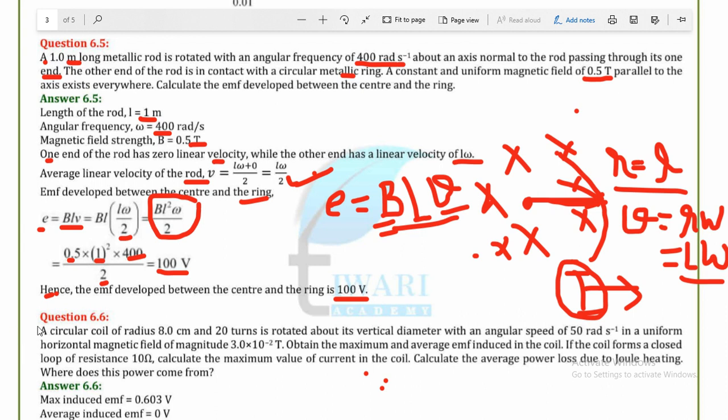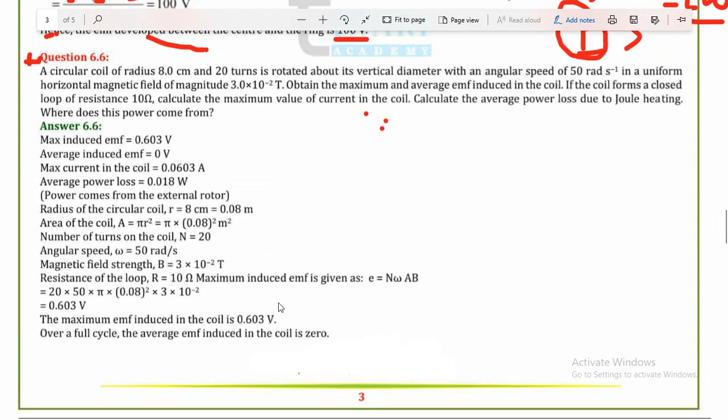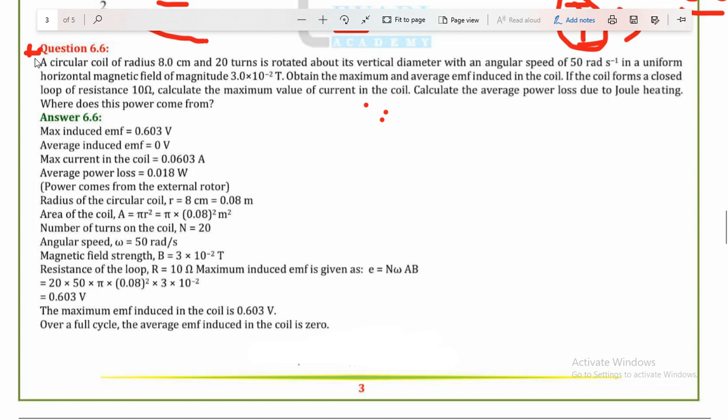Now we are ready to solve question number 6.6. So I hope you understand these questions. You can note down the solution, and I am sure most of you have done this by yourselves. So good, very good. Now we are ready to solve question number 6.6. Let's see what the question is. I am going to read the question and then we will try to solve it.